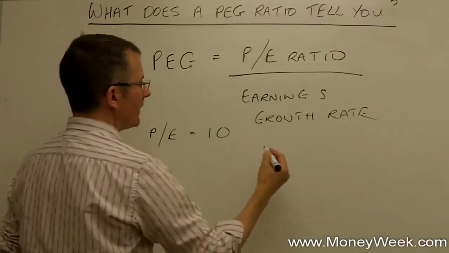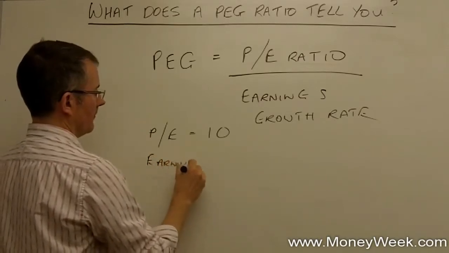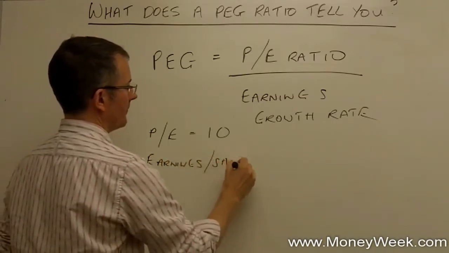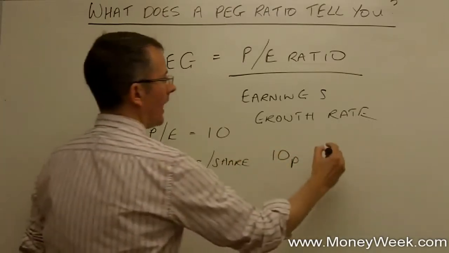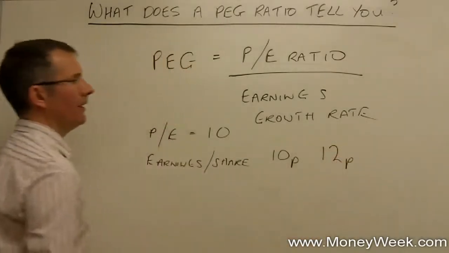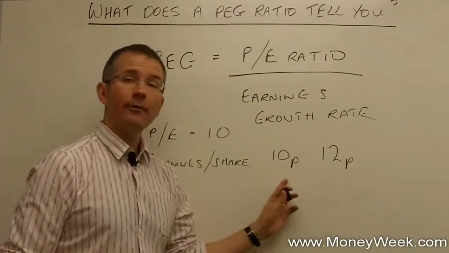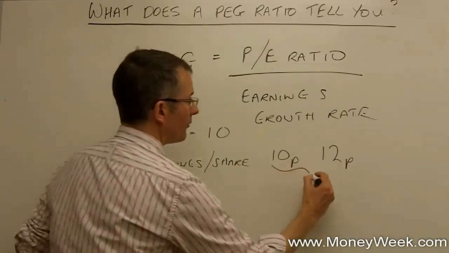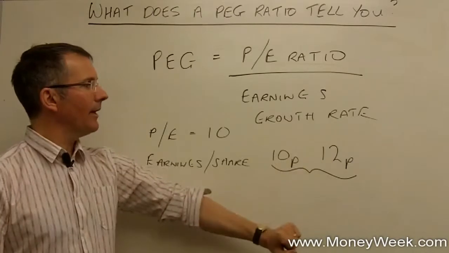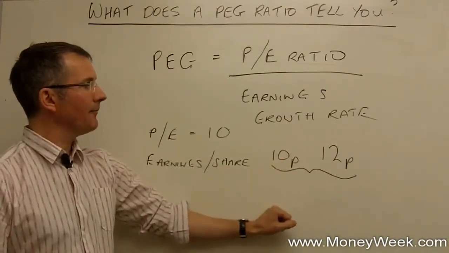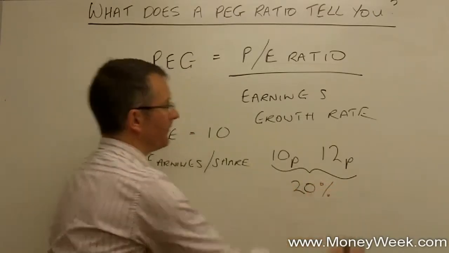I also know that earnings per share are 10p now and are expected to be 12p next year. That's a forecast. So, just looking at those 2 years, I could say, well, the earnings growth rate is simply how I get from there to there. Well, that's 2p over 10p, that's 20%. So the expected earnings growth rate is 20%.